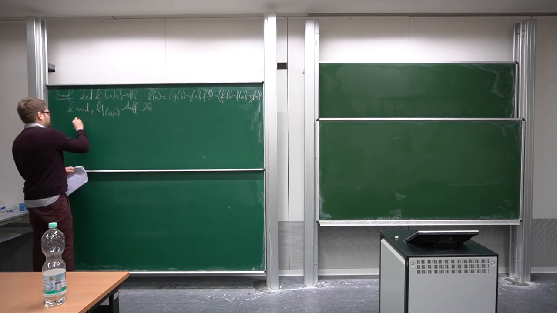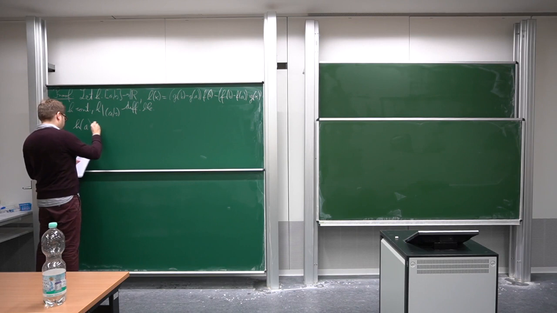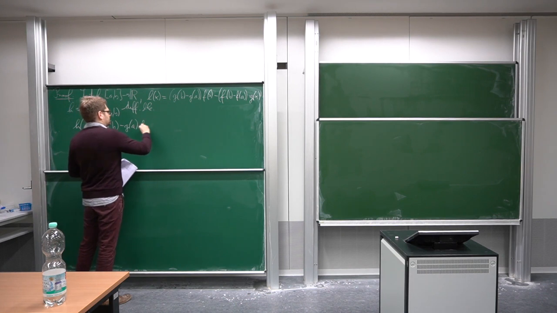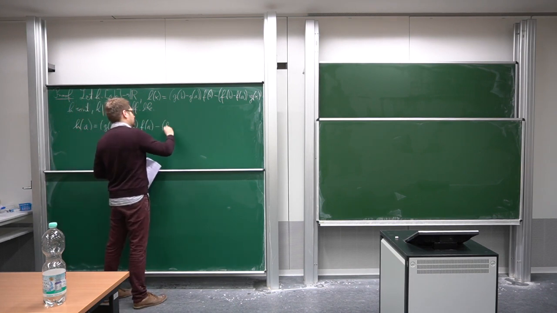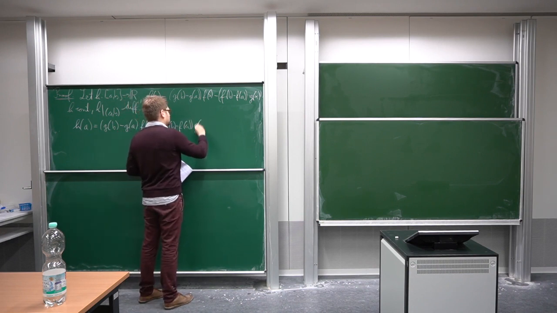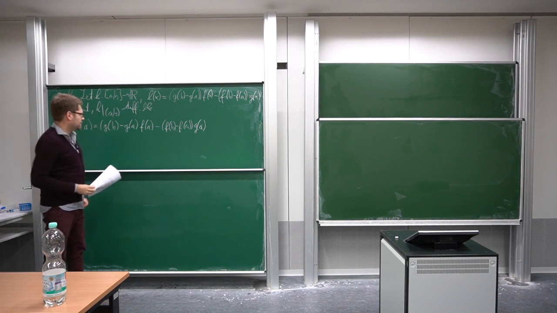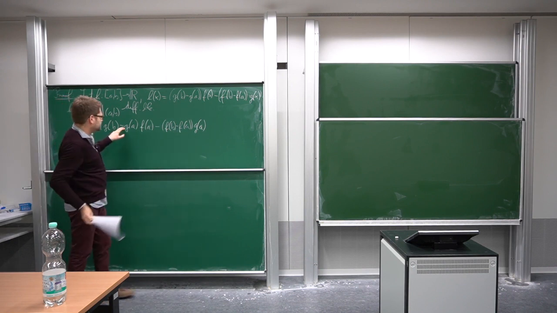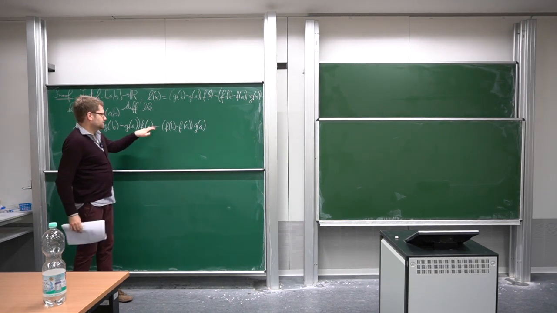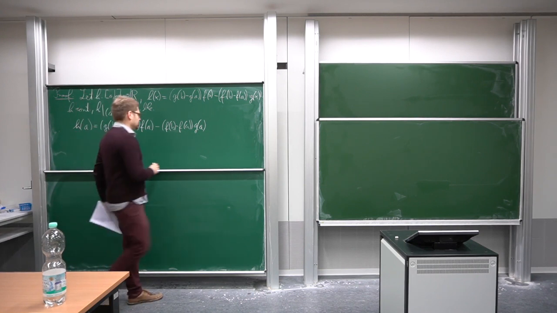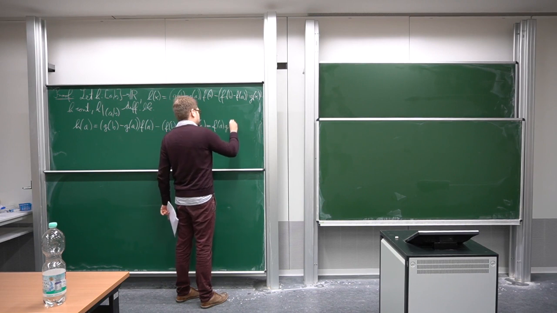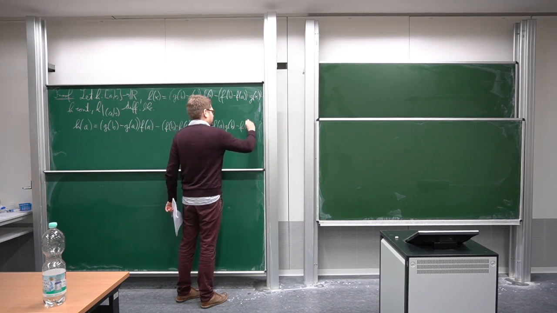And now let's compute the values of h. h of a is (g of b minus g of a) times f of a, minus (f of b minus f of a) times g of a. And if you take a look, we have f of a times g of a twice here, once with a minus sign and here, minus minus, with a plus sign. So these two cancel each other out. So what remains is f of a g of b minus f of b g of a.